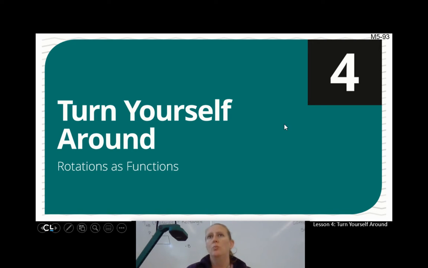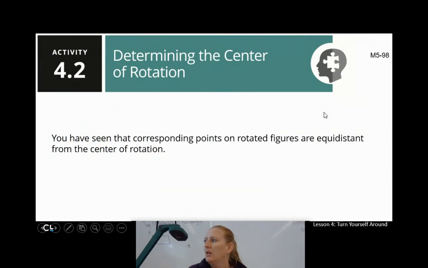So we were rotating things around a center. We need to know if it's positive or negative, right? All of that good stuff. You have seen that corresponding points on rotated figures are equidistant from the center of rotation. We've talked about how the distance from my center to A should be the same as the distance from my center to A prime. I'm just turning it, but I'm not getting further or closer to it. We're just moving around the circle. That radius is staying the same.